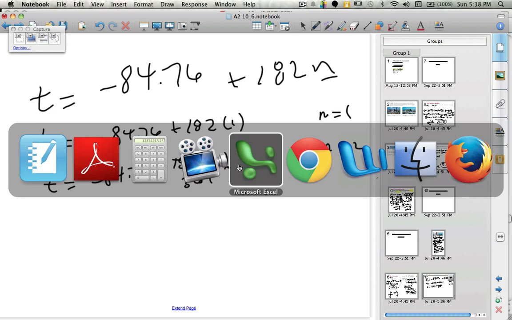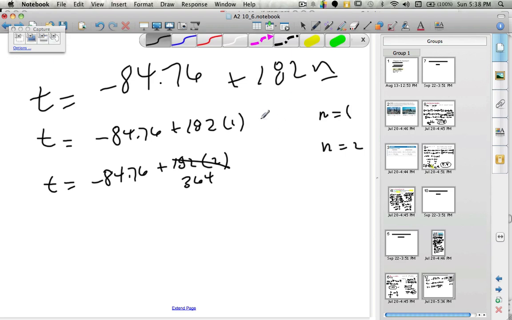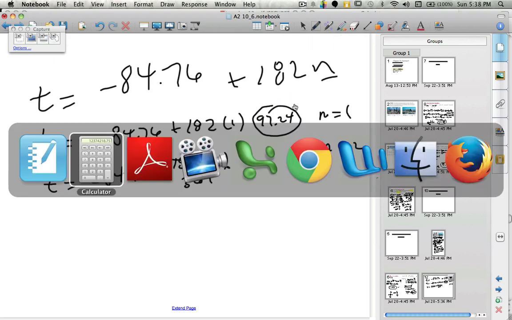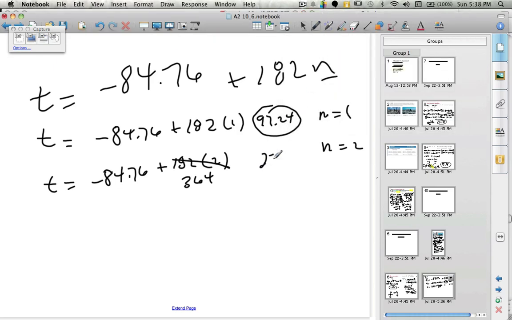If we go back and we add 182 to this, we'll get 97.24. And then to go one more, I'd add another 182. And I get 279.24. All right, so those are the number of days.